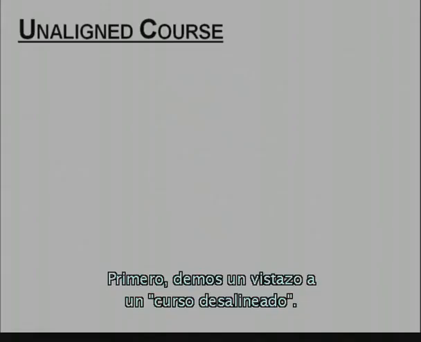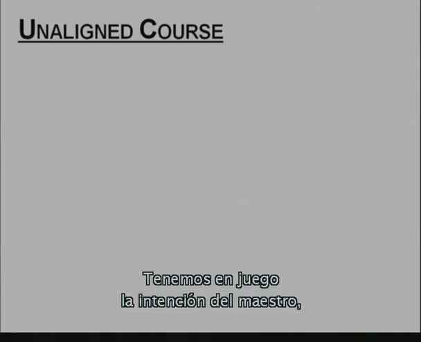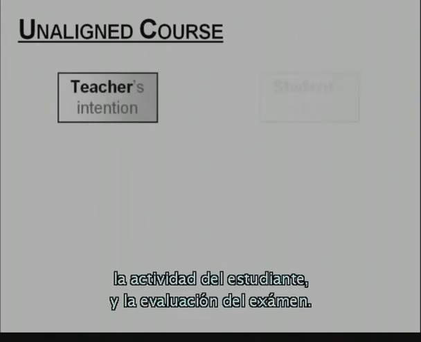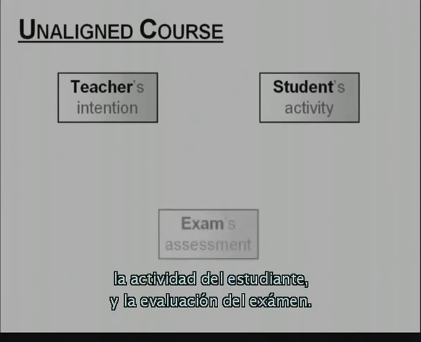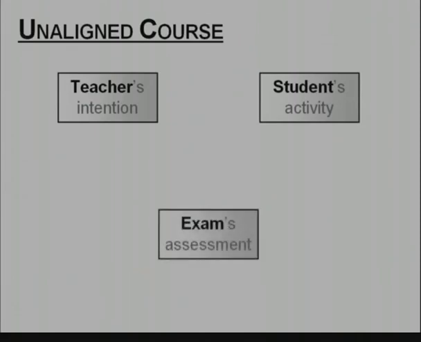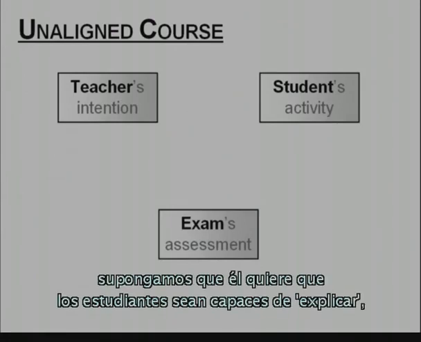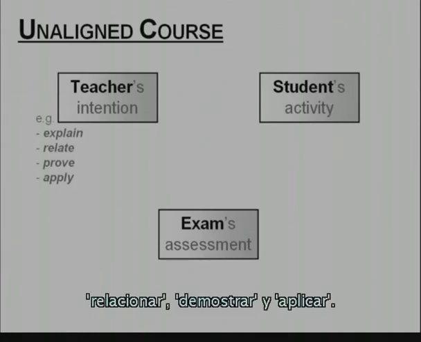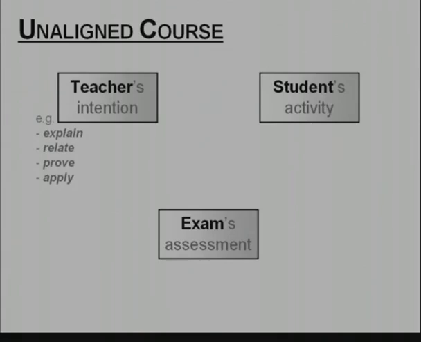Let's first have a look at an unaligned course. We have the teacher's intention, the student's activity, and the exam's assessment in play. The teacher has an intention. Let's suppose he wants the students to be able to explain, relate, prove, and apply.